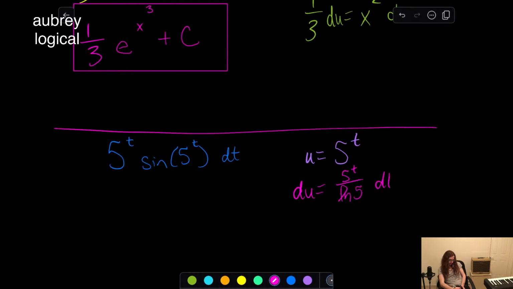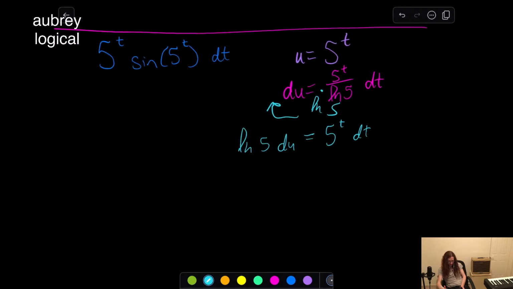Oh, dt. So the way I would think that we can get what we want here is to just times this ln of 5 over here. So we have ln of 5 du is equal to 5 to the t dt. And I don't know if this is right, to be perfectly honest.